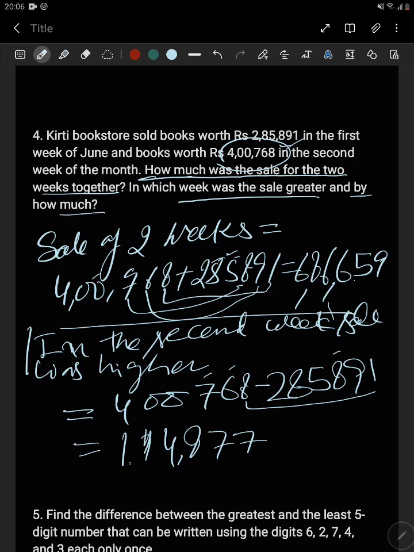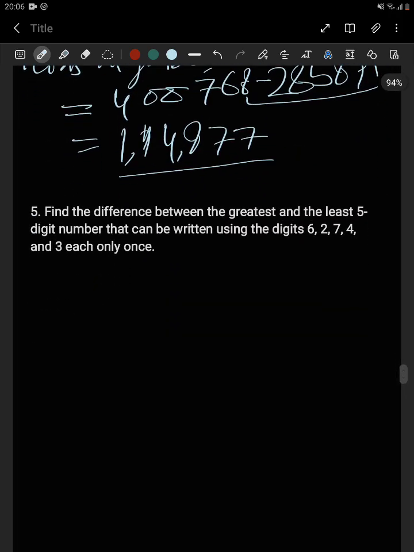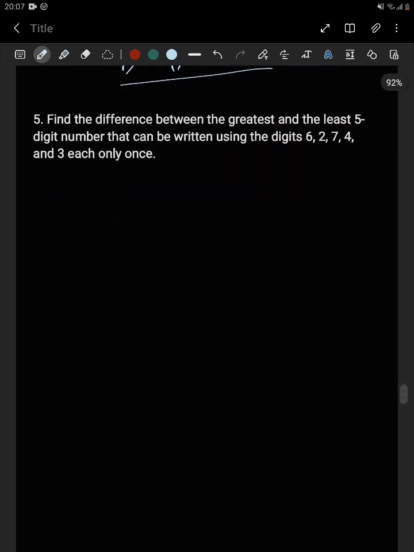This is 11. So 1,14,817. So by this much the second week sale was higher than the first week. Okay, I think you got the answer. Now we'll go for the fifth question. Okay, we'll go a little faster.